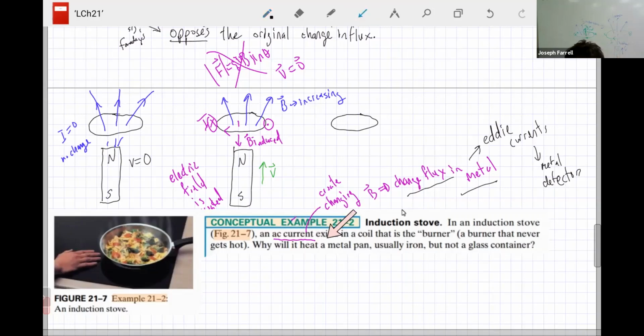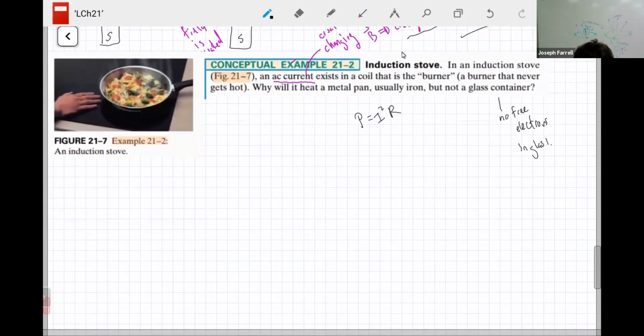And so why will it heat a metal pan, usually iron? Because of currents. It's actually the power. If you guys remember I squared R, you have currents in a piece of metal, the metal heats up. But not in a glass container. Well, you can't really generate currents there, there's no free electrons in glass. So then you don't get those currents. All right, and let's test our stuff about Lenz's law.